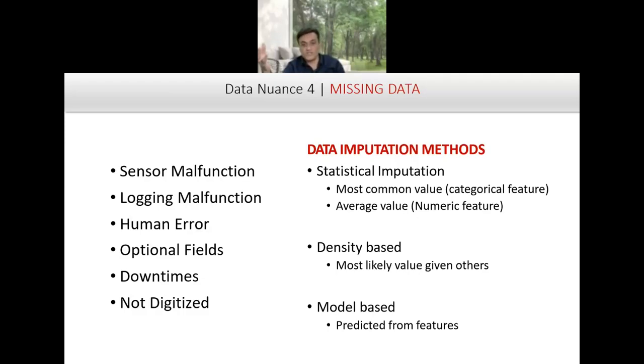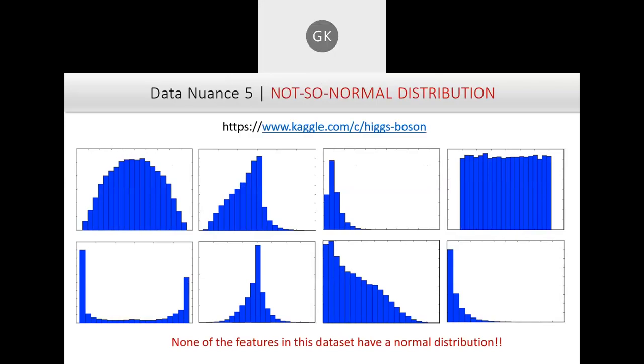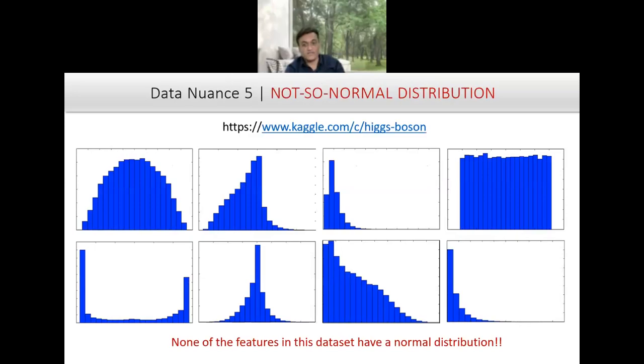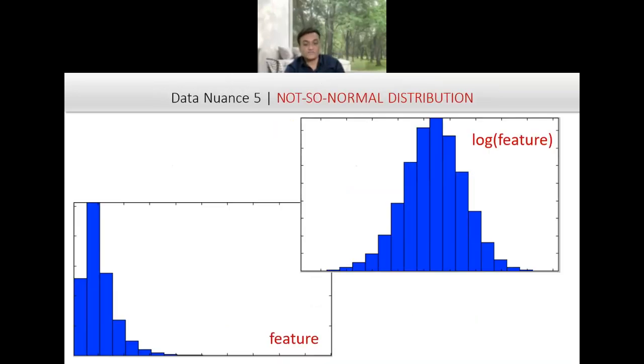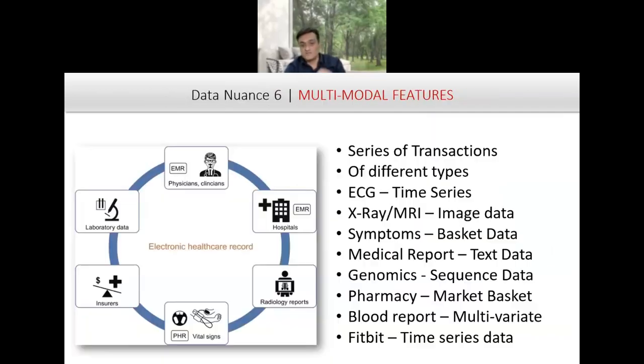Statistical imputation can be in terms of most common values, average values, density based, like most likely value given others, or model based, like values predicted from features, etc. So we need to keep all these things in mind. Another nuance is related to distribution of the data, whether the data is distributed in a different way, whether it is a logarithmic distribution or a normal feature based distribution. These are some of the things.